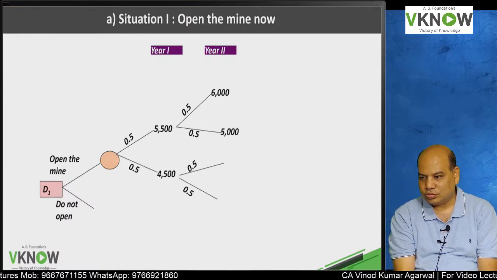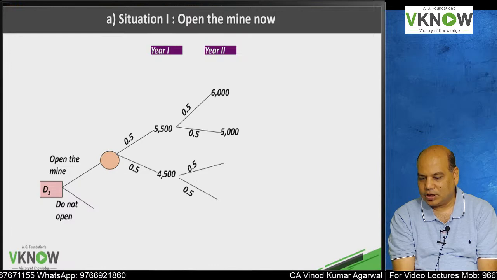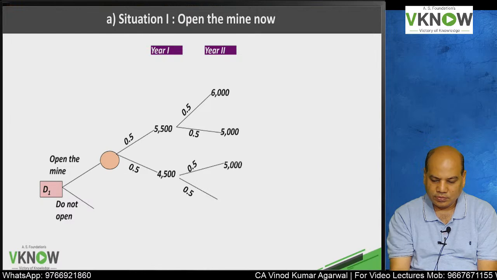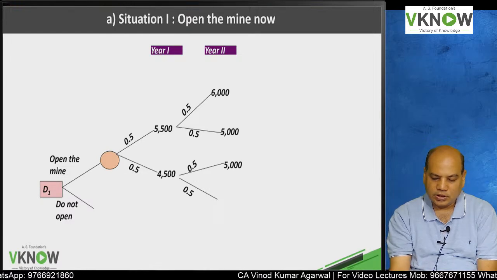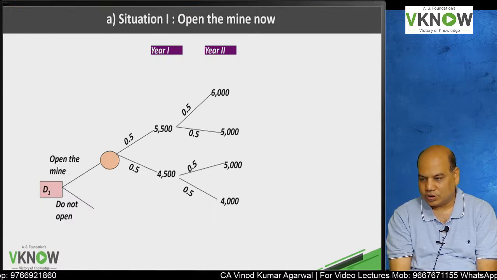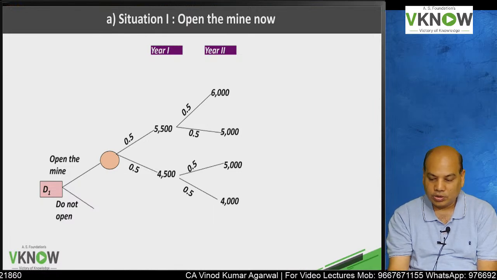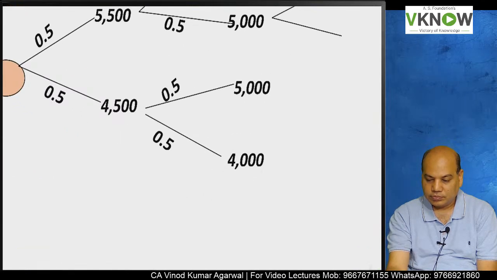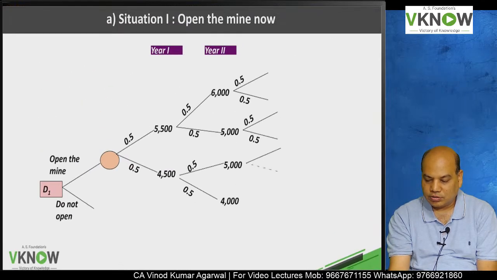So in year 2, the price depends on year 1 price. If year 1 is 5500, year 2 can be 6000 or 5000. If it is 4500, it can be 5000 or 4000. Got it? Year 2. But to make your life more difficult, they have given a 3-year problem. So in the 3rd year also, the prices would depend on the year 2 price.